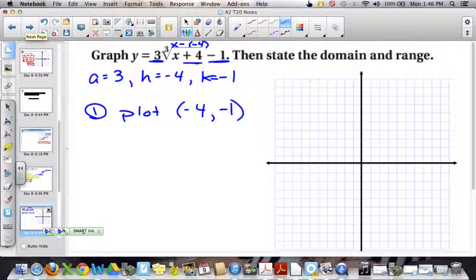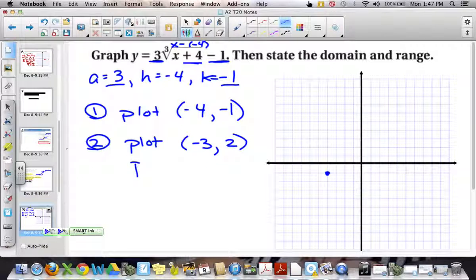So this time we're going to go 4 left and down 1. There's your h, k. Then we want to plot 2 other points. So we're going to plot h plus 1, so that would be negative 3, and k plus a, so negative 1 plus 3 is 2.